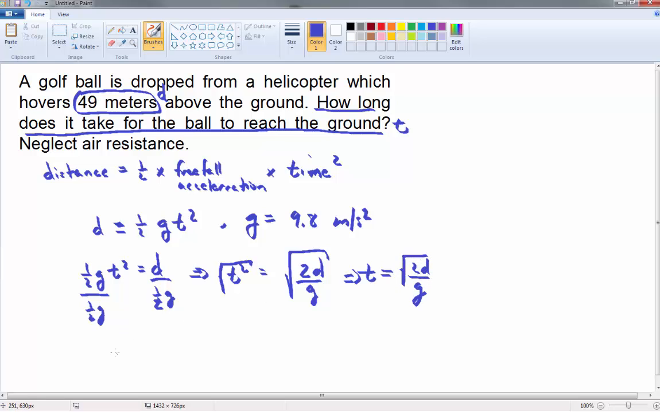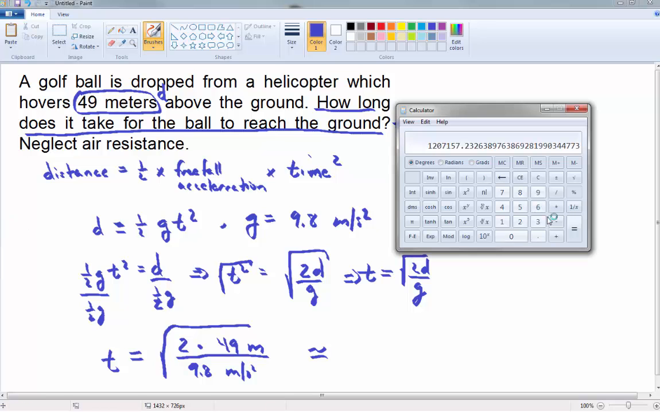So now we can plug some numbers in. The time is going to be 2 times 49 meters divided by 9.8 meters per second squared. So that means that the time is going to be given by, let's go ahead and get our calculator out. So we have 2 times 49, it's going to be 98, divided by 9.8 should give us 10.